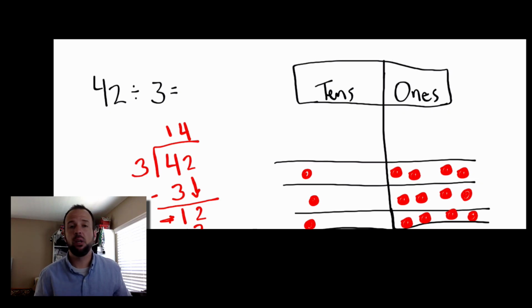If you guys have any other questions, comments, or concerns with this, please let me know. But I think you guys are doing really well as far as your division goes. You can use a model like this. You can use your standard algorithm to check your work, whatever makes you feel more comfortable, whatever helps you better understand the situation that we're working with here.